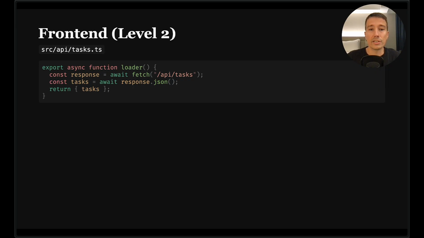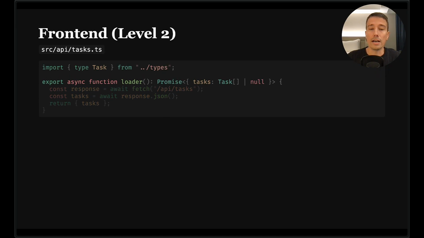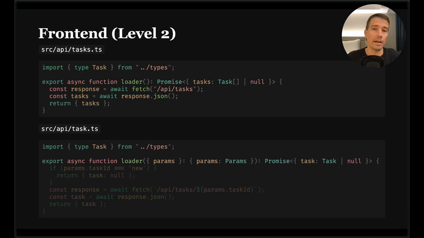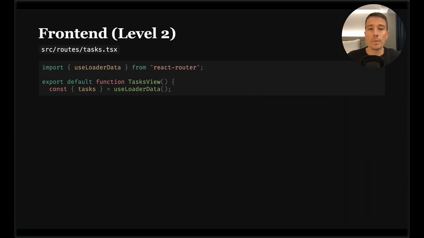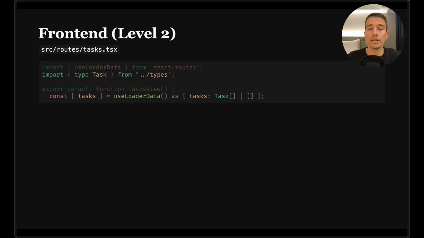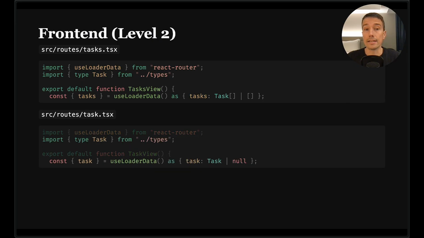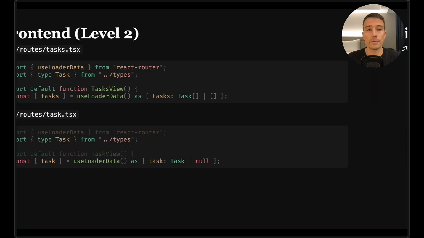I can add it to the existing loaders to specify that the loader for all tasks will return a promise with an array of tasks or null, and that the loader for a single task will return a promise with a task or null. The same applies when we use the loaders in the corresponding view components. We can now express that the loader in the tasks view will return an array of tasks, and that the loader in the task view will return a single task. With these changes in place, my IDE can now support me during development because it understands the types and can therefore provide things like auto-completions and show type errors.